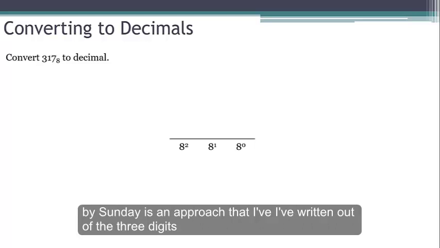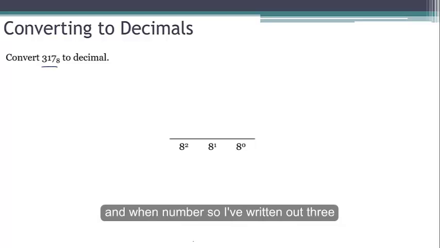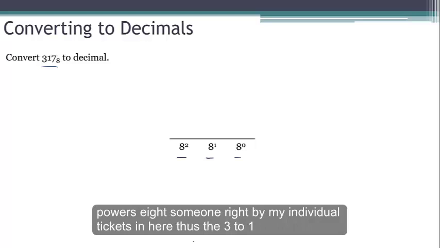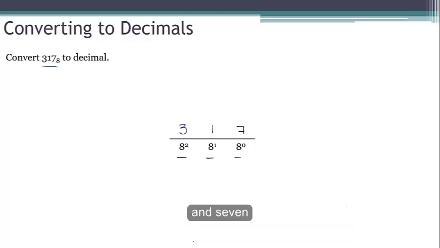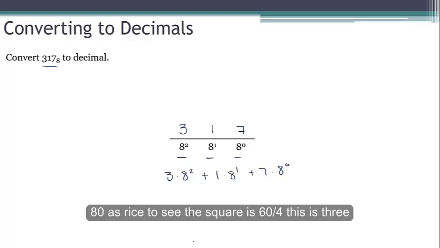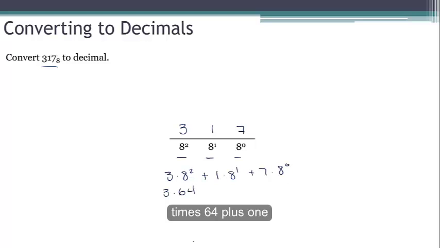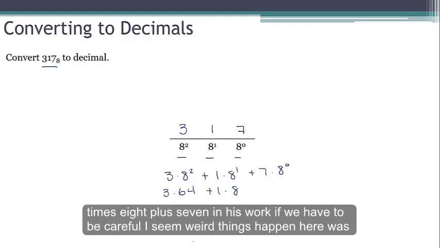All right, so I'm going to use the same approach. I've got 3 digits in my number, so I've written out 3 powers of 8. So I'm going to write my individual digits in here. That's the 3, the 1, and the 7. And now I'm going to add them up. I have 3 8 squareds, I have 1 8 to the first, and 7 8 to the zeros. Let's see, 8 squared is 64, so this is 3 times 64 plus 1 times 8 plus 7.